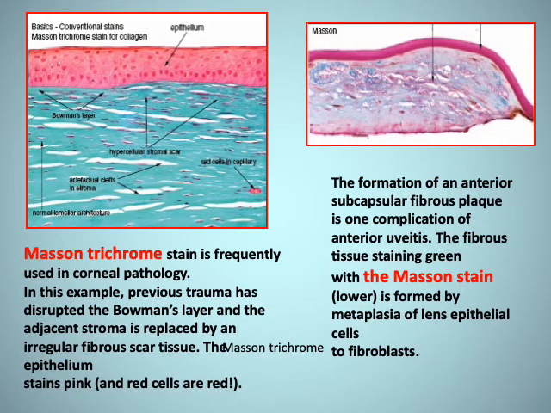Masson trichrome stain is used for corneal dystrophies. Also, formation of the anterior subcapsular fibrous plaque, one complication of anterior uveitis, is stained by Masson trichrome stain.